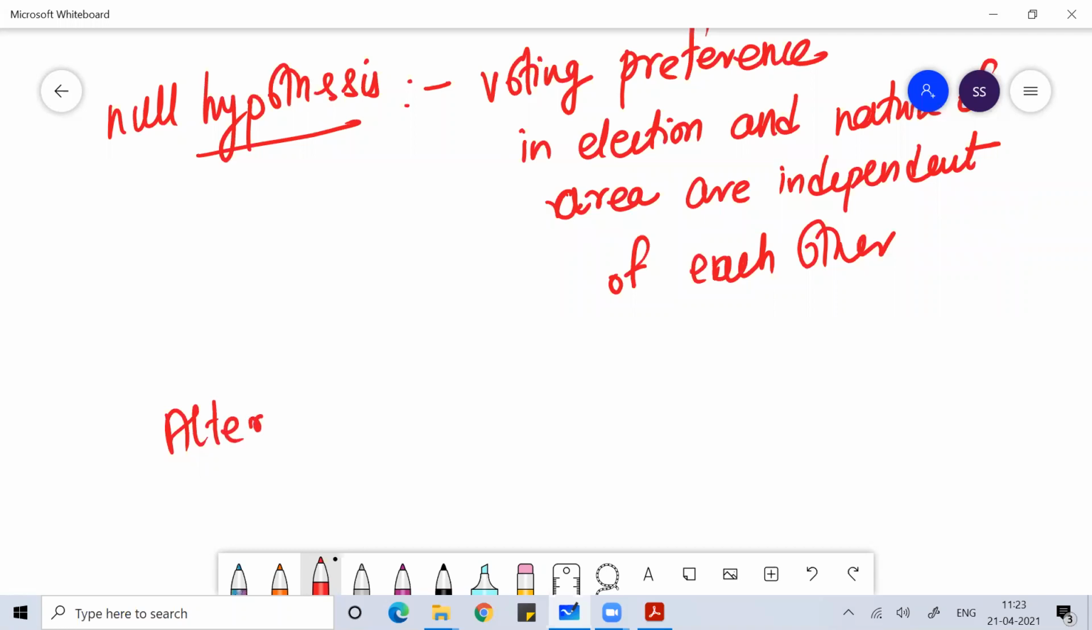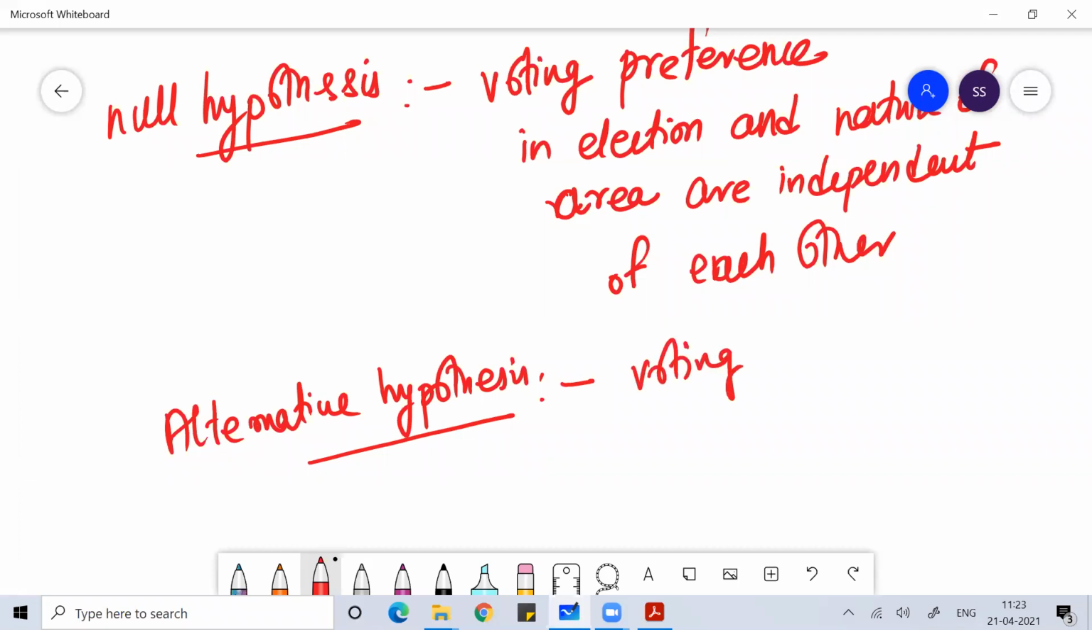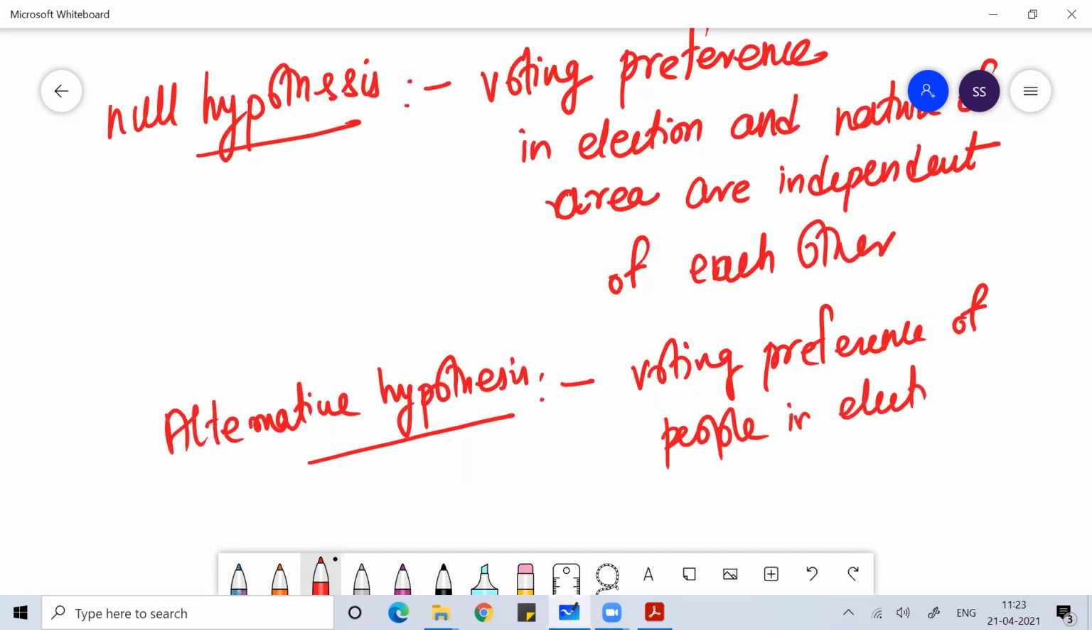Then you write the alternative hypothesis. The alternative hypothesis will say that yeah, they are not equal. There is a relation between them. So you say that the voting preference of people in the election. You can use your own English words also.